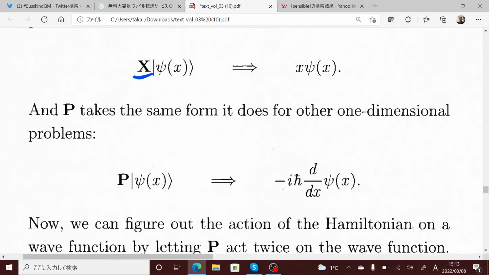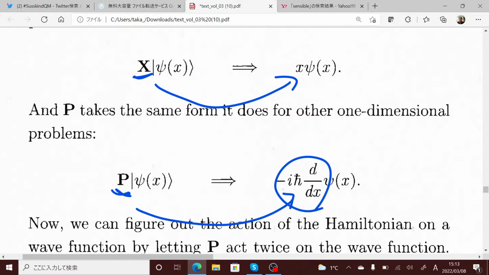The position operator is just x. Momentum operator is this one. But I would recommend you to remember it like h bar over i. This is the same. It's easier to remember this way. I like this way better.